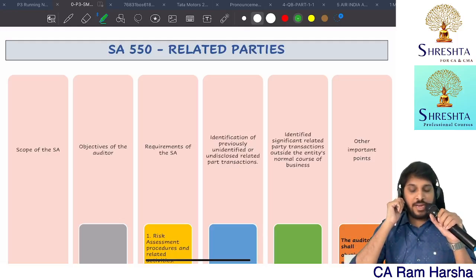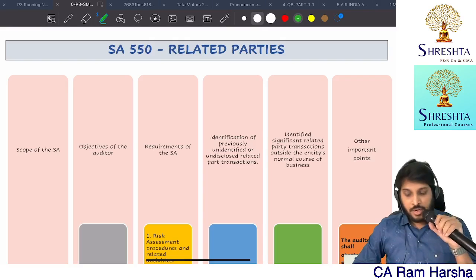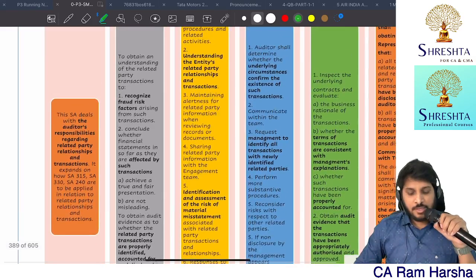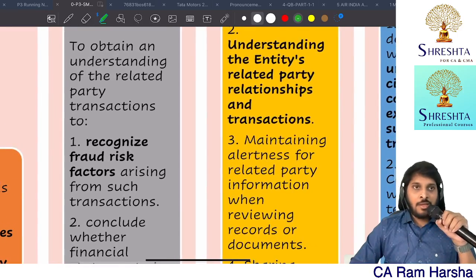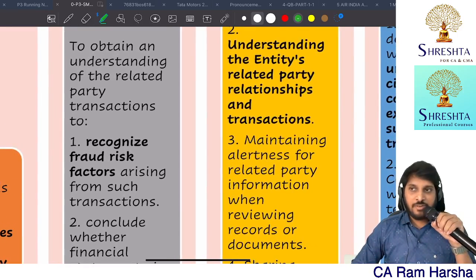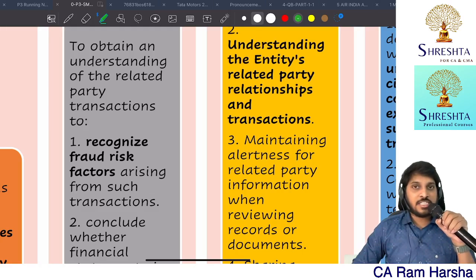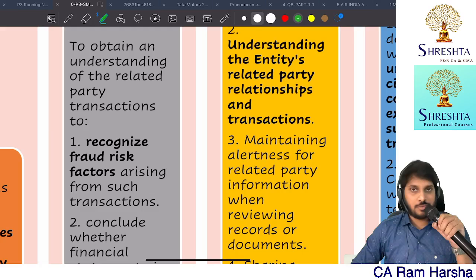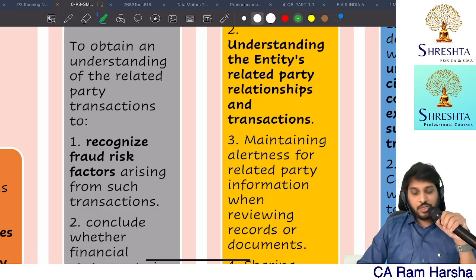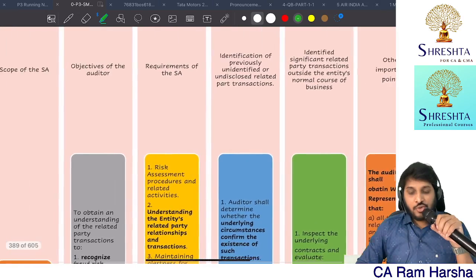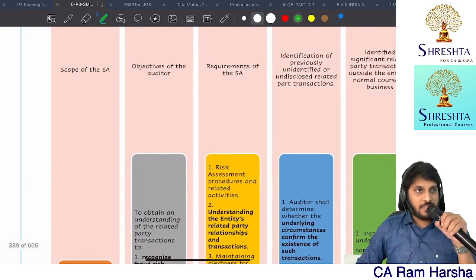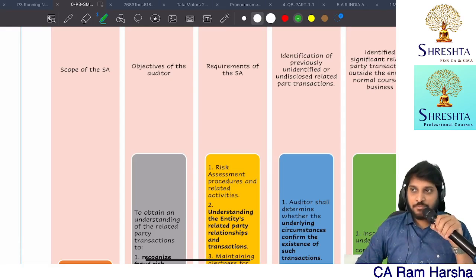So let's begin SA 550, related parties. Many students have a misunderstanding of the standard. They think the auditor's responsibility under 550 is to verify whether related party transactions are properly accounted for and disclosed. They think it's an accounting standard requirement. No, it's much bigger. And to the best of my knowledge, exam questions, if they ask 550 at all, will come only from these points. They will not test in much depth.